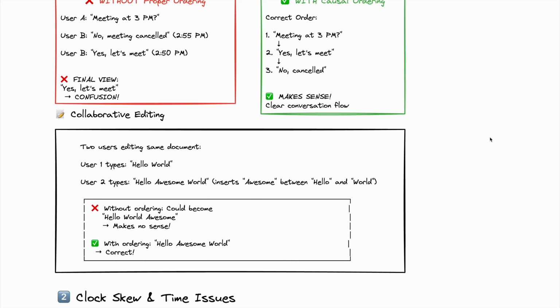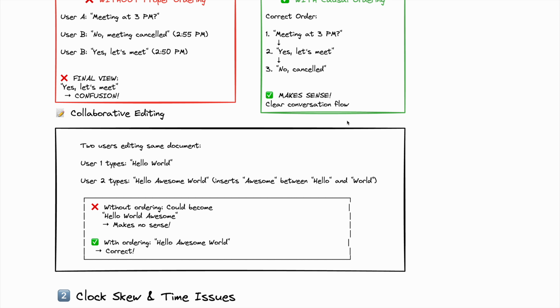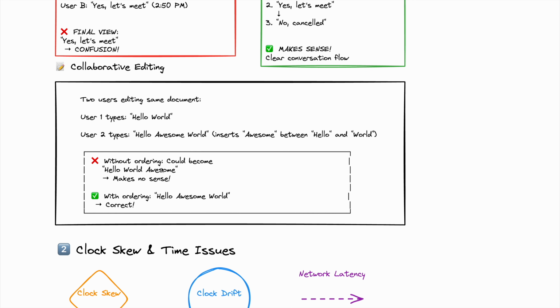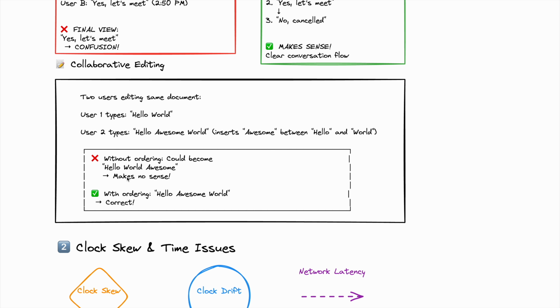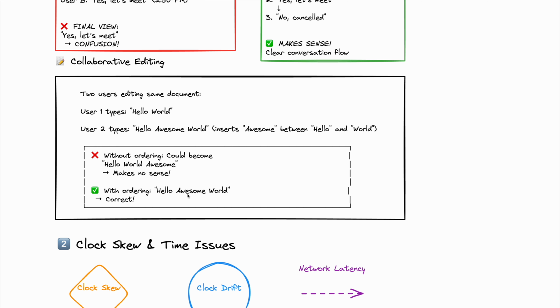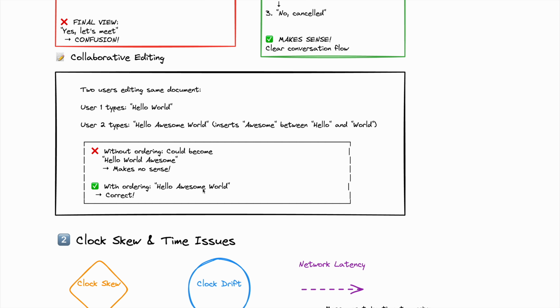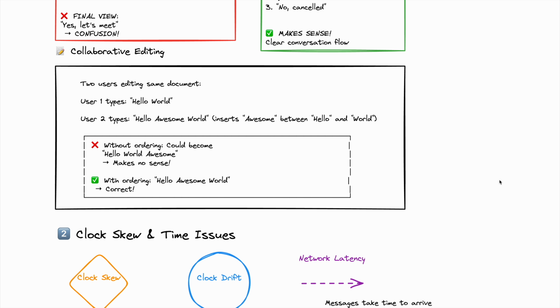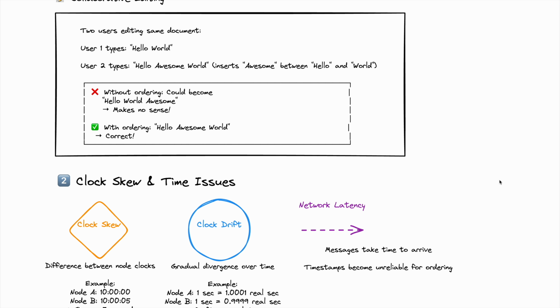Let's take another example, collaborative editing. Let's say we are using Google Docs or a similar system, and we have two users, user 1 and user 2. User 1 types "hello world", and user 2 inserts "awesome" in between, like "hello awesome world". Without proper ordering, it could be "hello world awesome". It makes no sense grammatically, but the correct ordering should be "hello awesome world". These are very simple examples, but there are a number of other cases where improper ordering may cause issues and even larger problems.